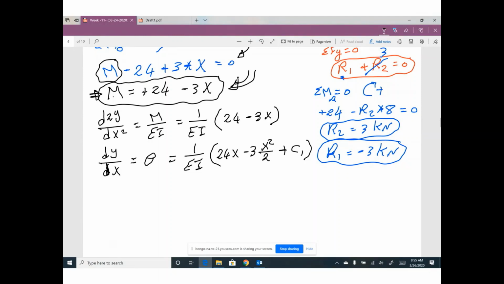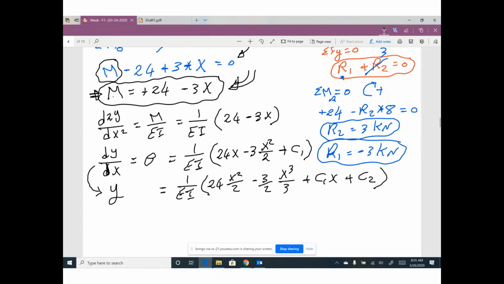Can you do it one more time? Yes, one more time. Integration for dy by dx will be y. Your y will equal 1 over EI times 24. Integration of x will be x squared divided by 2. Negative 3 divided by 2, 3 divided by 2 is constant, times x squared, integration of x squared will be x cubed divided by 3. Integration of C1 will be C1x. And one more integration, that means we have one more constant, C2. I need to figure out the values of these constants, C1 and C2.